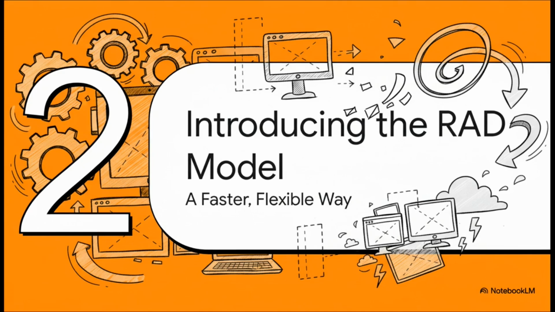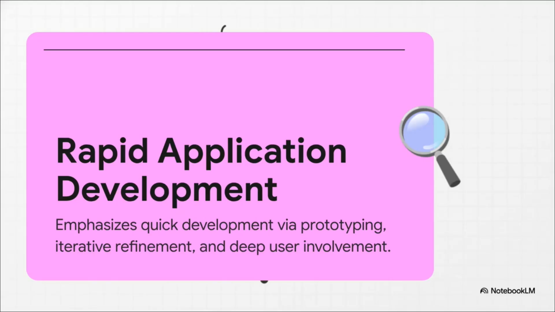So, faced with these rigid, unchangeable blueprints, the industry was screaming for a new way to build. And that leads us straight to the solution: the introduction of the RAD model, a much faster, way more flexible path forward. So, what is RAD, really? Well, at its heart, it's a model that's obsessed with speed and making the user happy. And the way it does that is by focusing on building quick, working models, prototypes, and then constantly tweaking them based on real feedback, all while keeping the end user in the loop from start to finish.